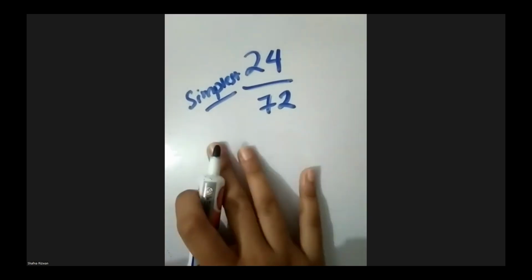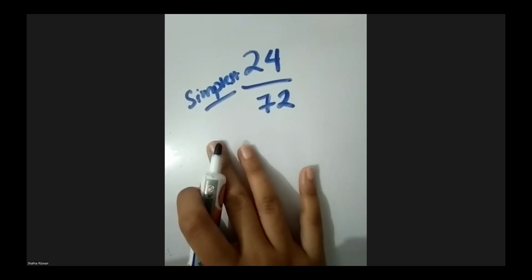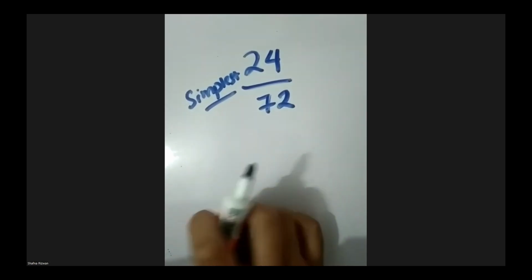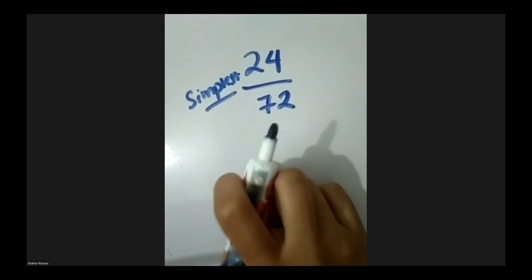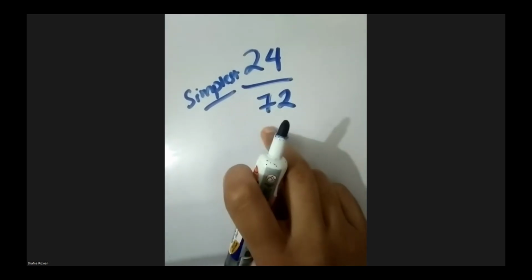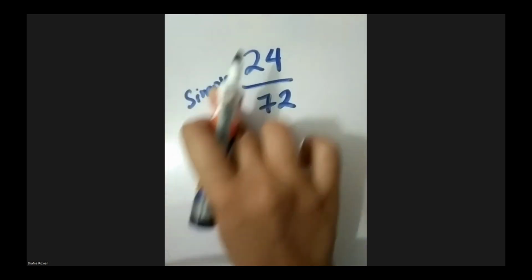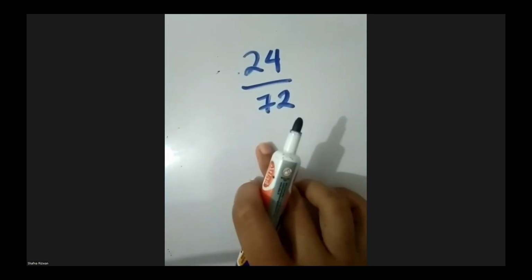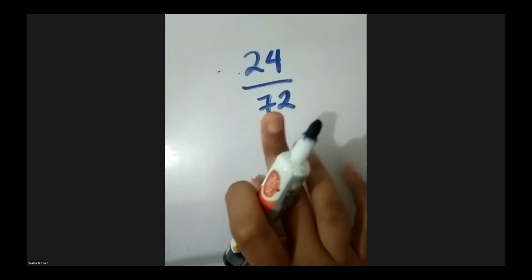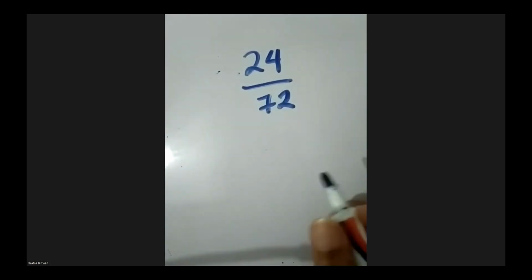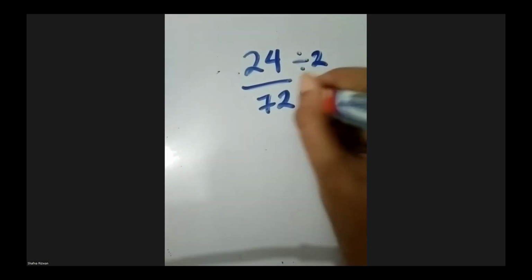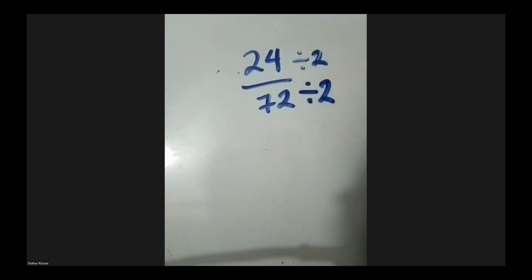But how can you do that? Always remember, whenever you want to make something into a simplest fraction, you have to divide this. How can you divide this? Now see here, say me what is the common number by which you can divide 24 and 72. I know one number where you can divide it, but sometimes it will be hard for you, so you can take 2 itself. First let's take 2 and divide both by 2.